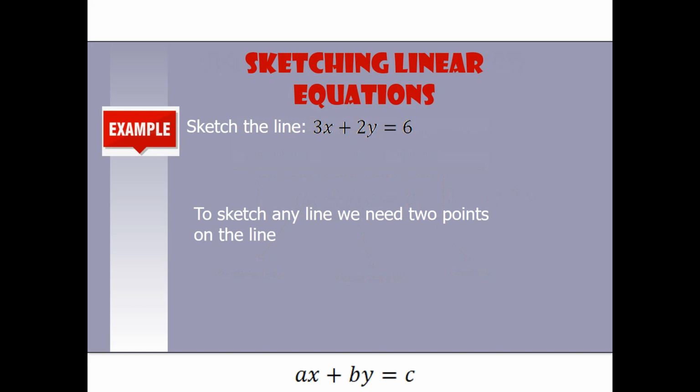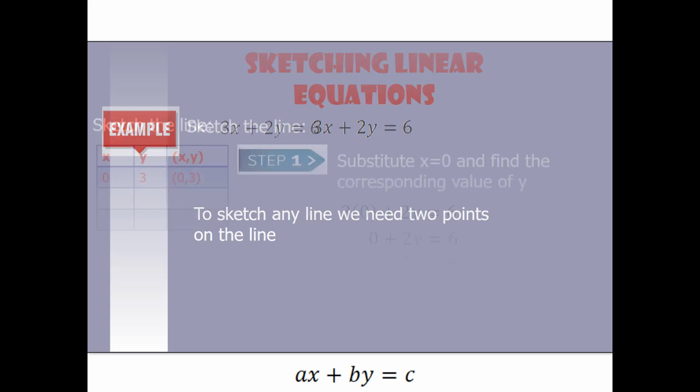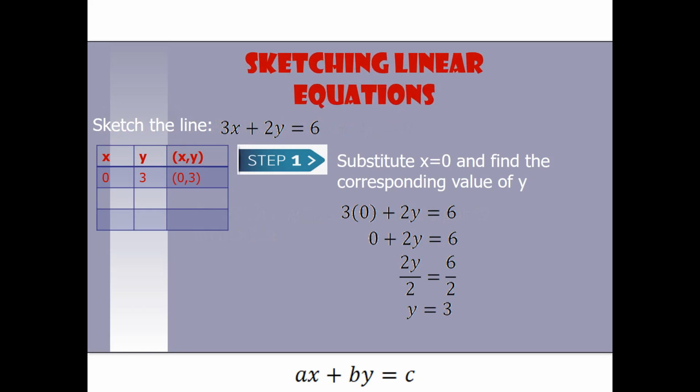So let's have this example. Sketch the line 3x plus 2y equals to 6. So this is a linear equation where we have two variables, x and y. Normally, to sketch any line, we need only 2 points on the line. So if we know the coordinates of 2 points that lie on the line, then we'll be able to draw the straight line or sketch the straight line. So let's solve this example.